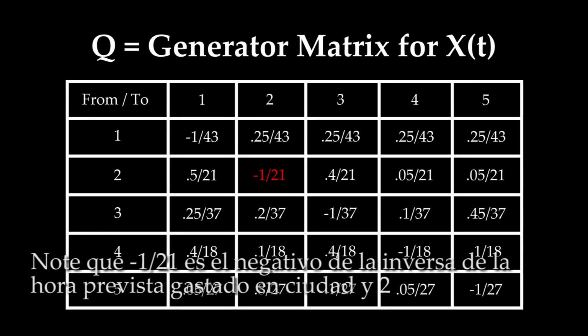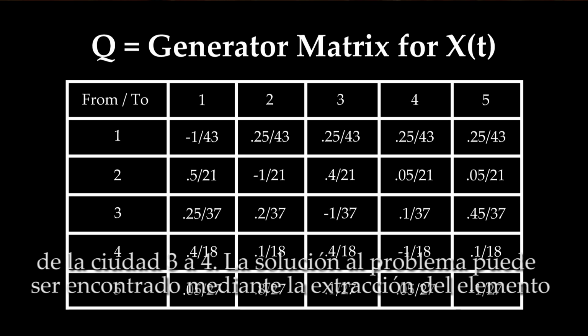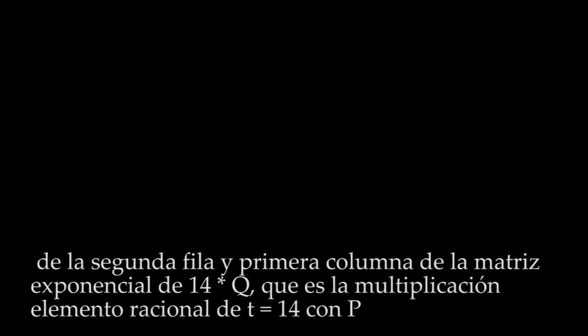Note that negative 1 over 21 is the negative of the inverse of the expected time spent in city 2, and 1 over 0.37 is the product of the inverse of the expected time spent in city 3 and the probabilities of transitions from city 3 to 4. The solution to the problem may be found by extracting the element from the second row and first column of the matrix exponential of 14 times Q, that is, the matrix exponential of Q multiplied by t equals 14.